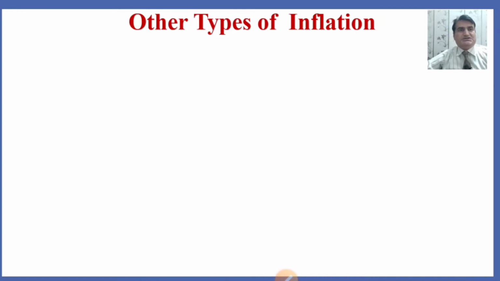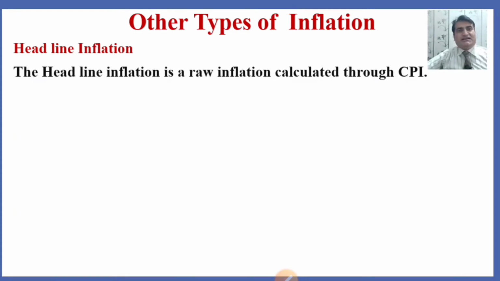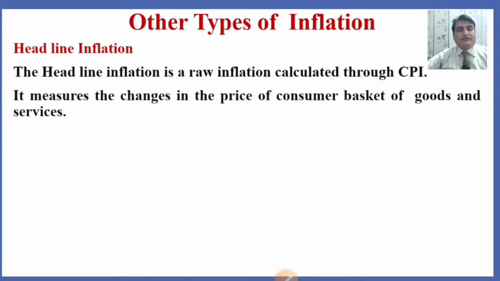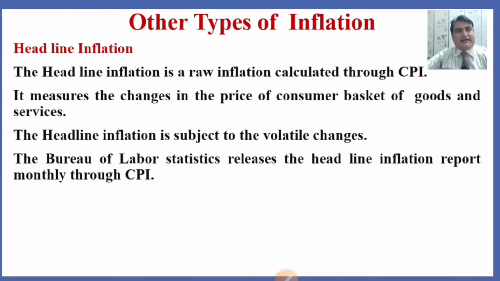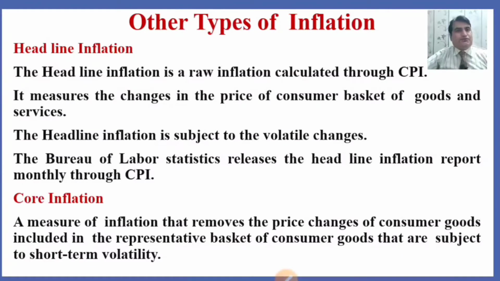Other types of inflation could be like headline inflation. Headline inflation is raw inflation calculated through CPI, the Consumer Price Index. It measures the changes in the price of a consumer basket of goods and services. Headline inflation is subject to volatile changes. The Bureau of Labor Statistics releases the headline inflation report monthly through CPI. So what is core inflation? A measure of inflation that removes the price changes of consumer goods in the representative basket that are subject to short-term volatility.